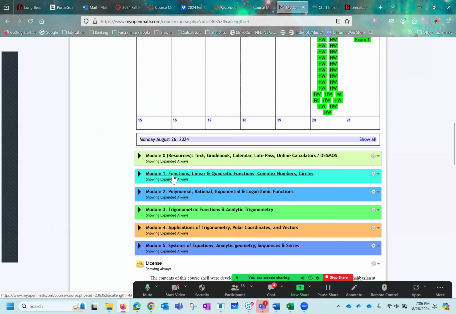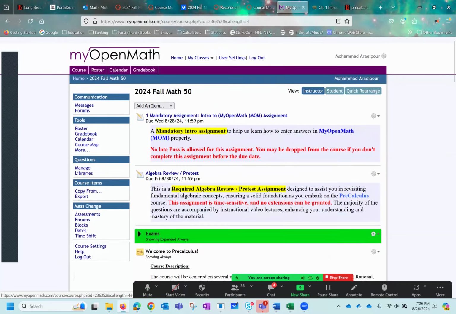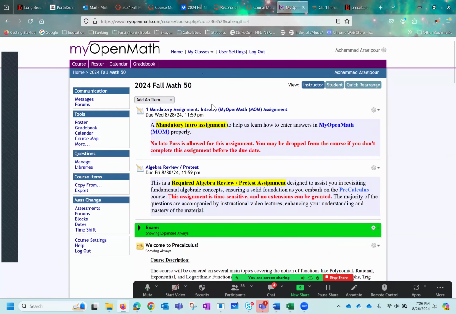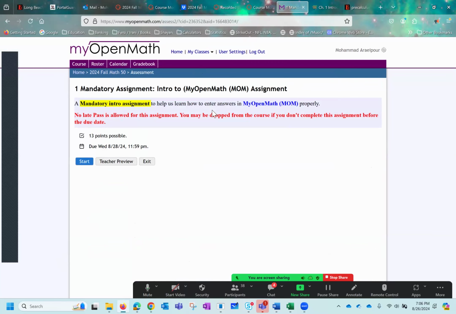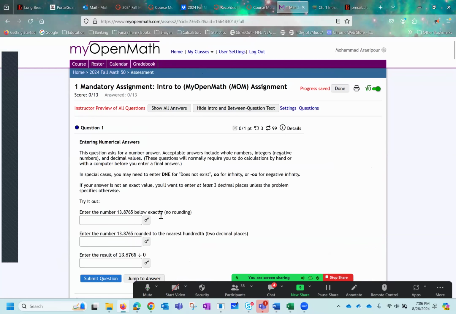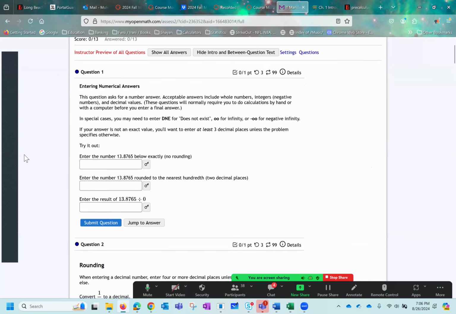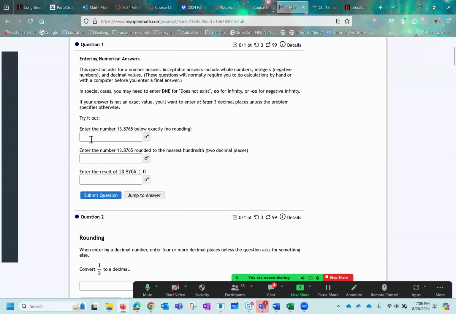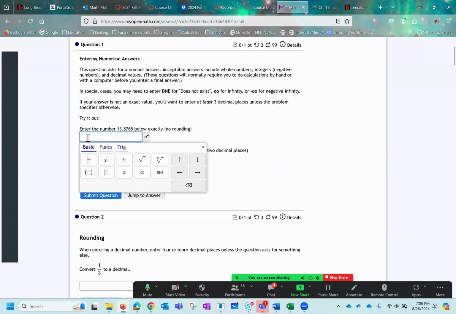In order to be able to handle Module 1, I put these 2 at the very top. So I'm going to start with this and show you how it works. When you click on that, it takes you to the homework. It asks you to just enter the number here. If you click on this box, it opens up a math editor, math palette. So I'm going to just put the number.